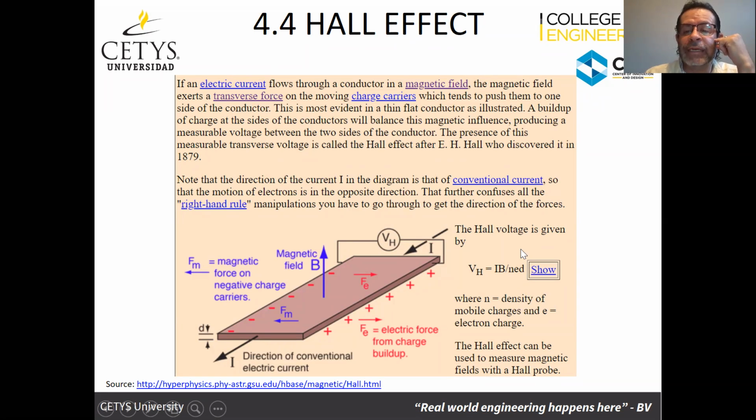And what does NED mean? N is the density of mobile charges, E is the electron charge, and D is the distance, the thickness of the material. You guys have already taken your materials properties classes. Different materials have different mobile charge densities. So it's not the same if we have different types of conductors, they're going to behave differently. So the Hall voltage is going to depend on the material, the current going through the material, as well as the magnetic field and the density of the charges. And this voltage can be calculated. And we're actually going to do a lab experiment relating to this.